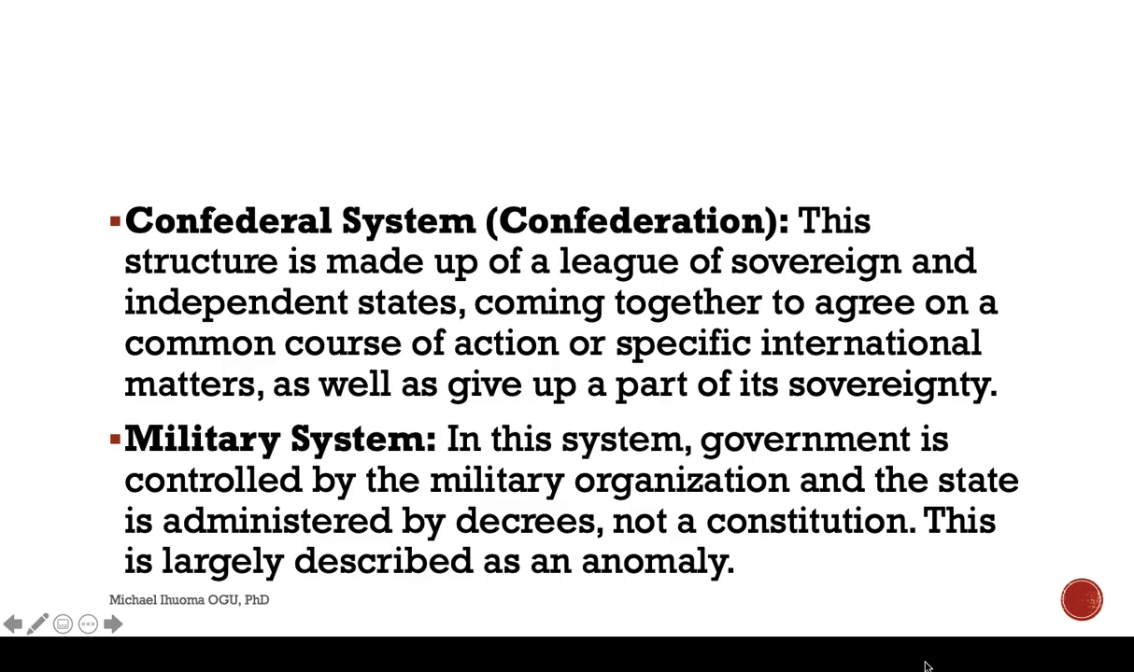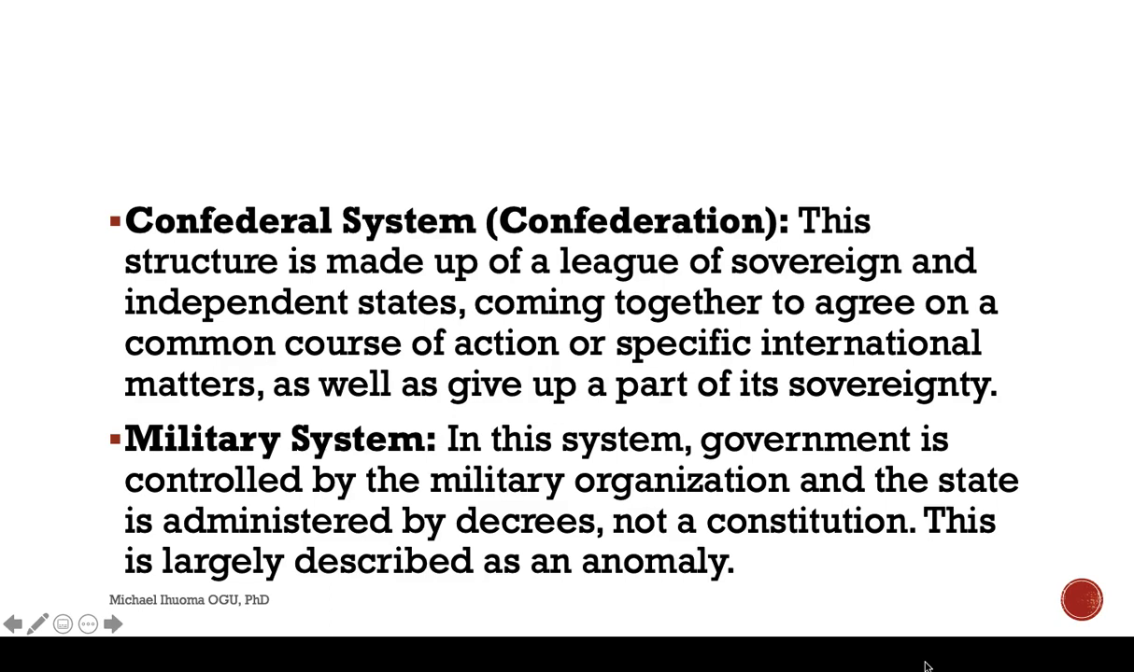And finally, we have the military system, which is mostly believed to be an aberration to the normal circumstances. Because in the military system, rather than have civilians in government, you have military officers in government. It's a system where the military takes over the apparatus, the institution of governance, and then the military runs the state as the government. That is a military structure, and we have had several such instances in the Nigerian state where the military was in power. So these are the four systems or structures of government that we have. And it is believed that every state is structured in one of these four ways.